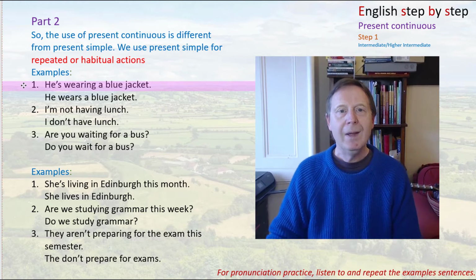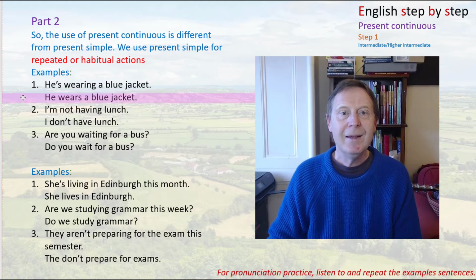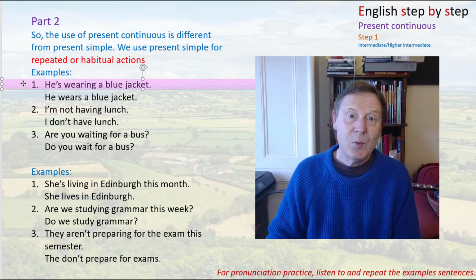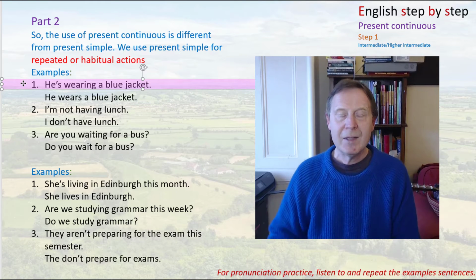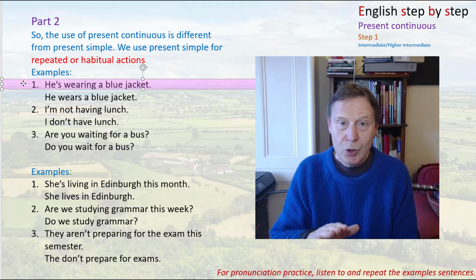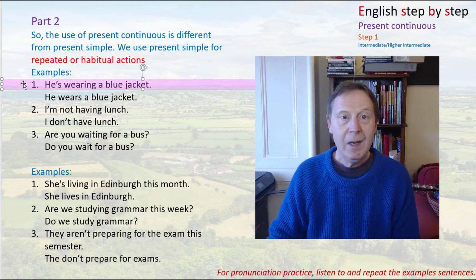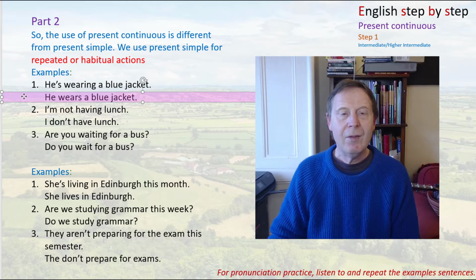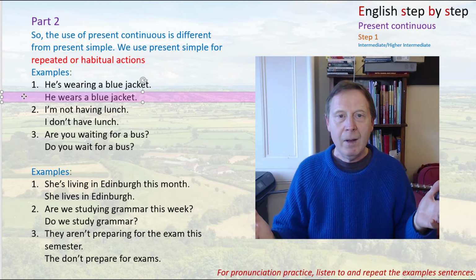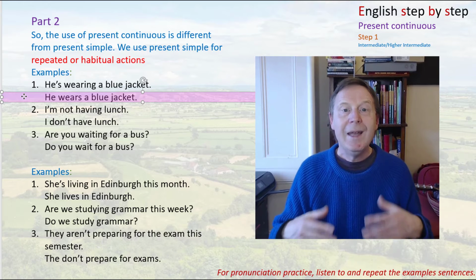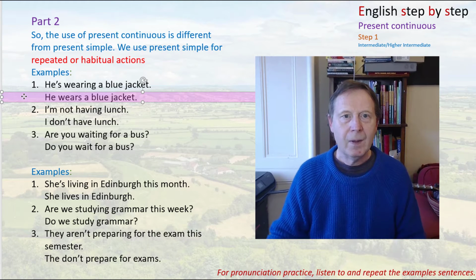Example 1. He's wearing a blue jacket. He wears a blue jacket. So what's the difference? He's wearing a blue jacket. That means at this moment or during this temporary period, he is wearing a blue jacket. He wears a blue jacket. Now that means long term. That means it's a repeated action or it's a habitual action.